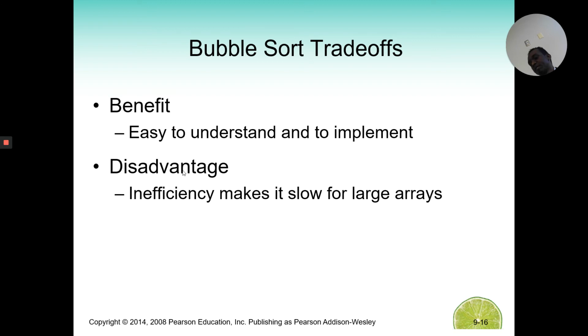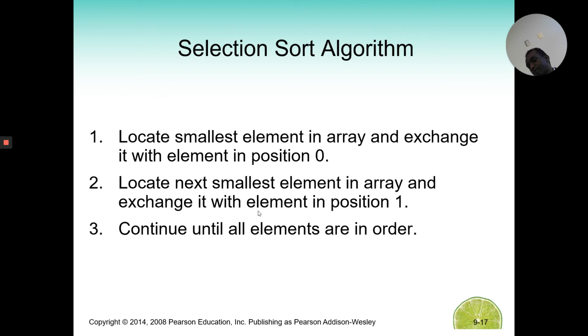The benefit of the bubble sort is that it is easy to understand and to implement. The disadvantage is that it is inefficient, which makes it slow for a large array. If the data is short, it's fine, but you have to keep comparing if it is a large data set.